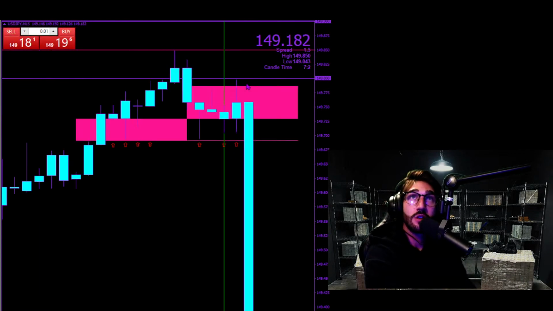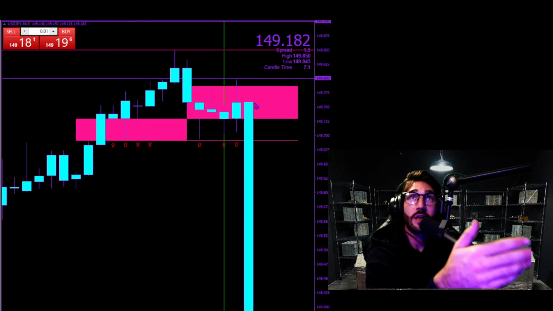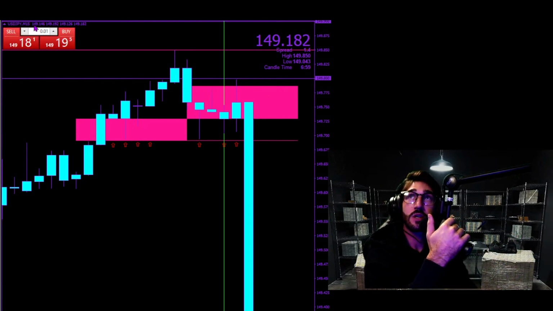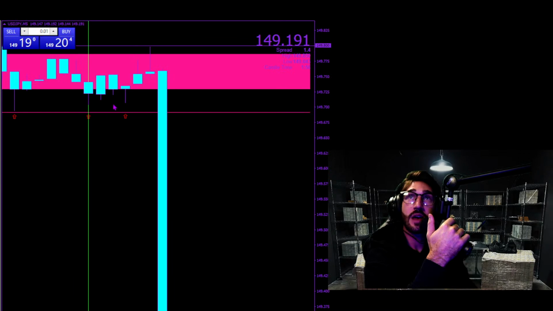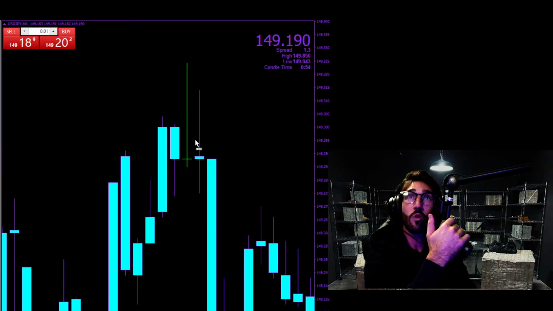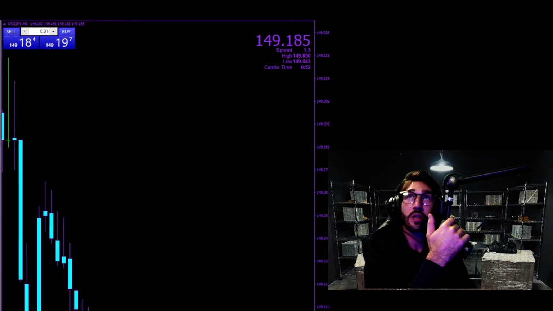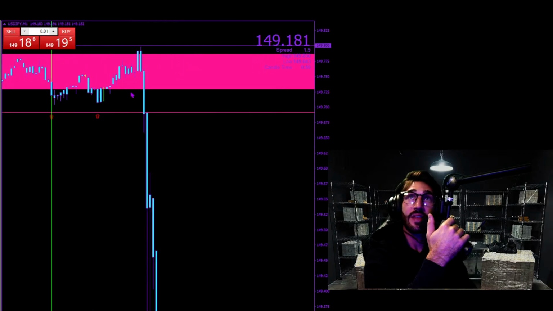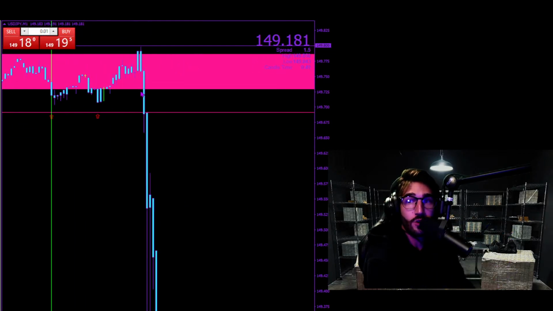And as you can see, 149.8 was rejected. We went outside of the box. On the lower time frame, you can see that one of the 1 minute candles closed outside. And that was enough of the volume to push through so that the rest of the session would be pushed outside of the consolidation box below 149.7.